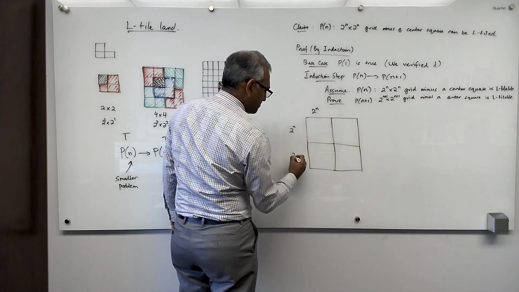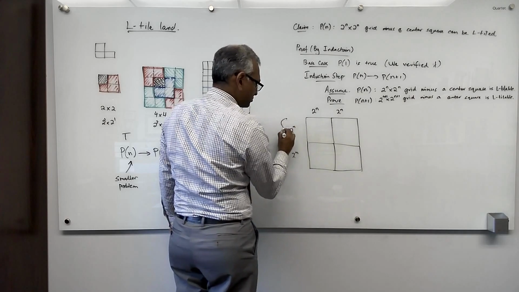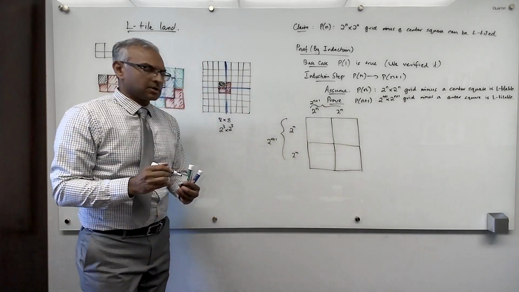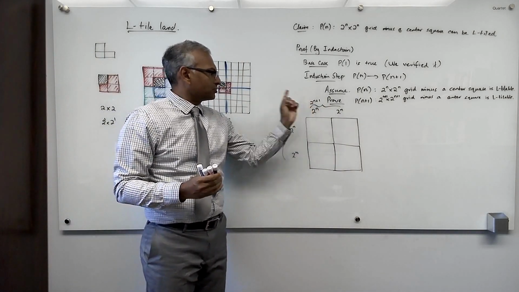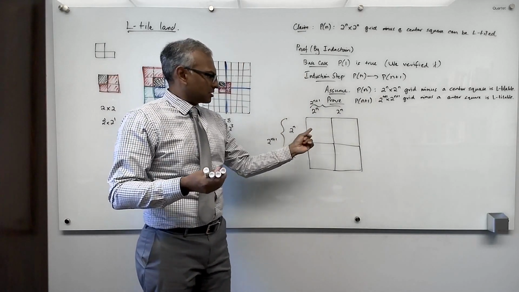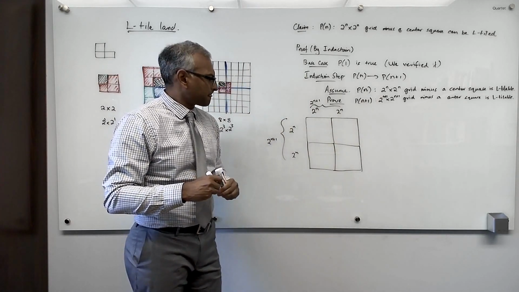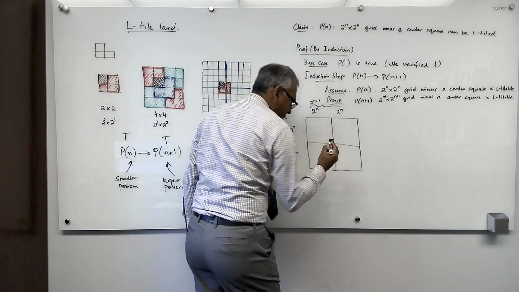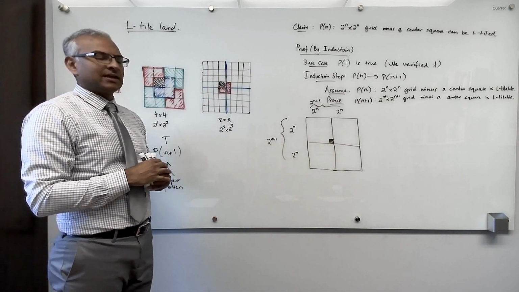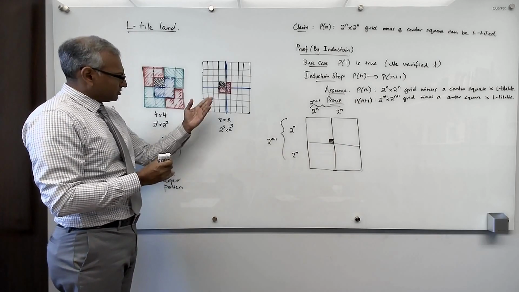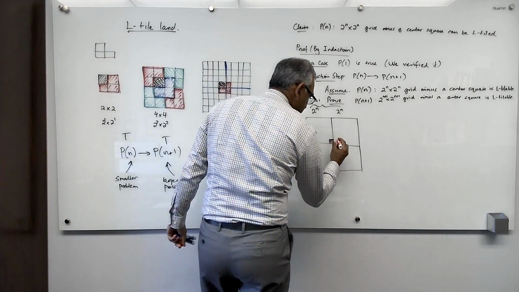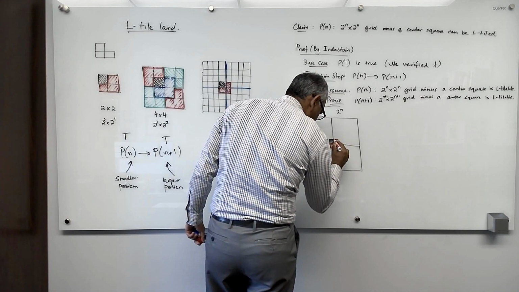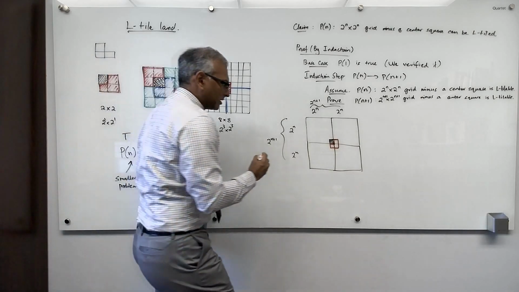Okay, so now this is 2 to the n, this is 2 to the n, and so this together is 2 to the n plus 1. This together is 2 to the n plus 1. So that's what the 2 to the n plus 1 by 2 to the n plus 1 square looks like. It's composed of four 2 to the n by 2 to the n squares. And now we're removing the center square. So this guy is removed, and we ask whether we can L-tile this. So I'm going to use this idea. I'm going to place one L-tile here.